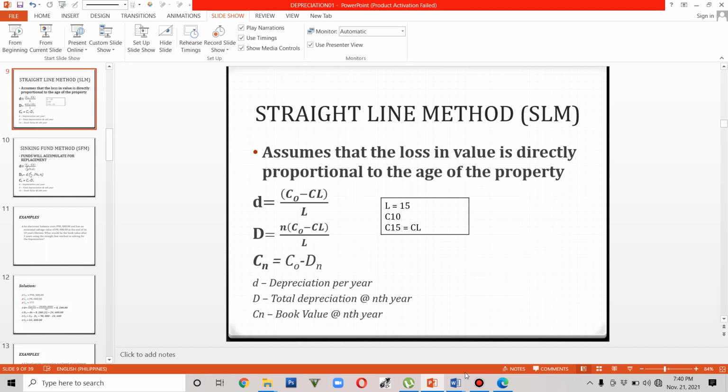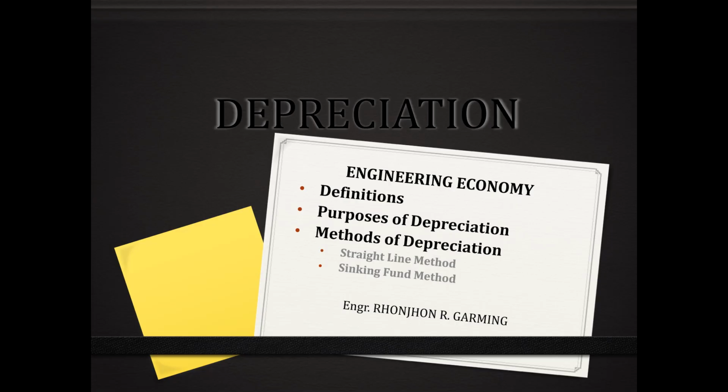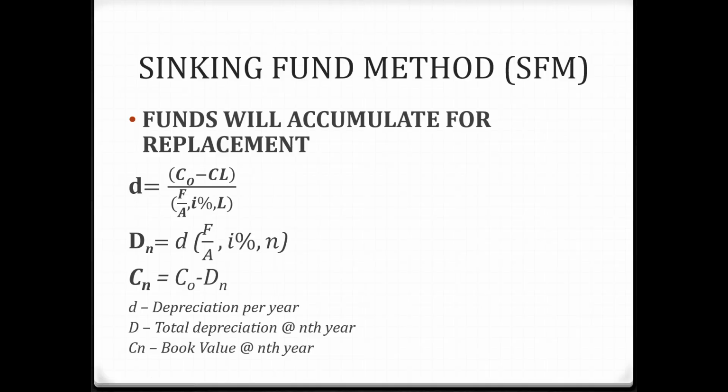So hindi na bababa yung book value niya sa salvage value kasi nga sagad na. Yung sagad na book value is what we call salvage value. So in this case, kapag 15 years, may book value ng C10 at may book value na C15 at yung C15, yan na yung salvage value. So wala na tayong C16 dito, no? Okay? So inappropriate that we look for the book value that is beyond the useful life of your property. Okay? So let us move on to the sinking fund method. So the sinking fund method, we have a different approach, no?